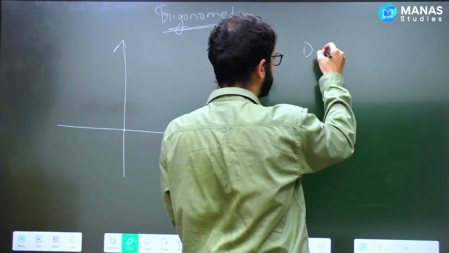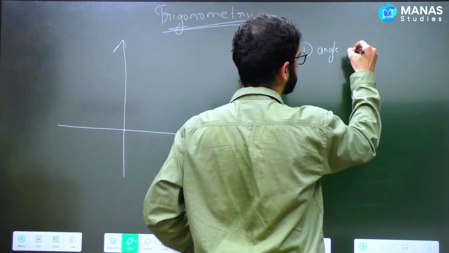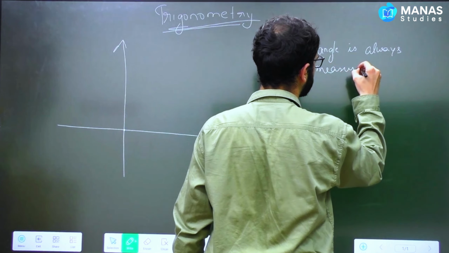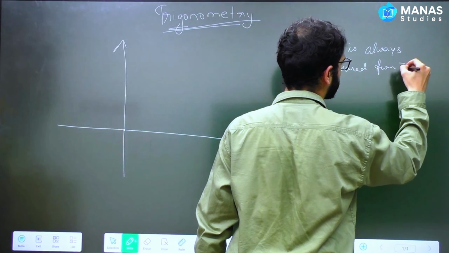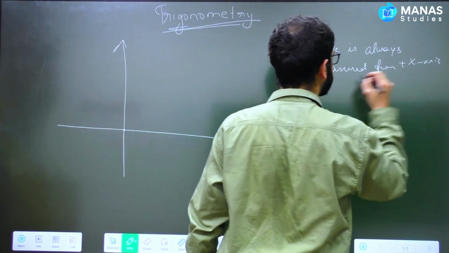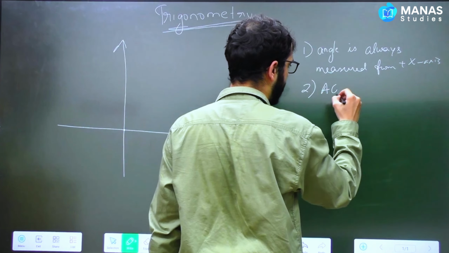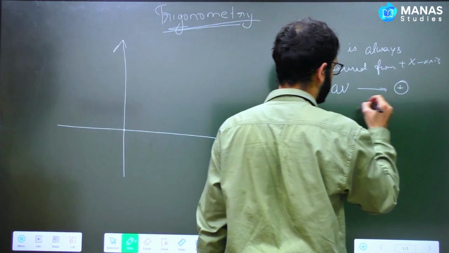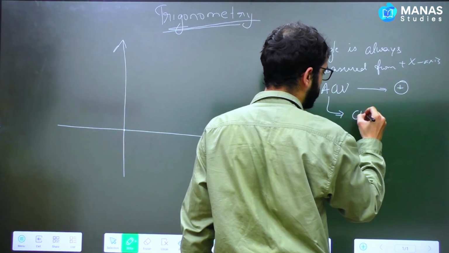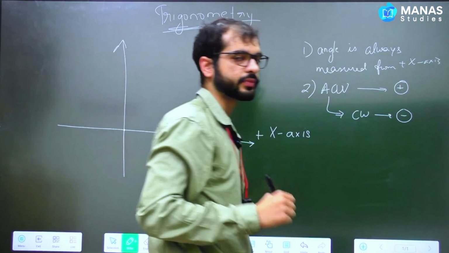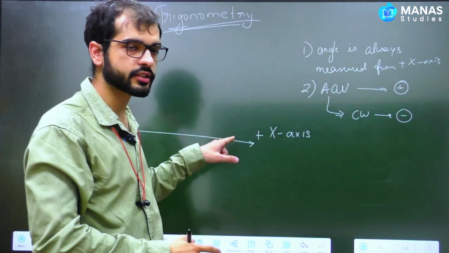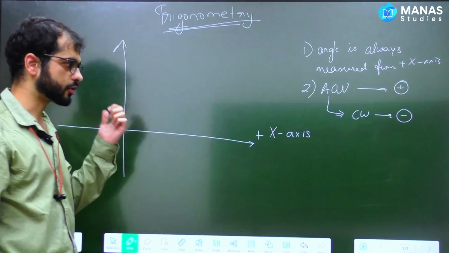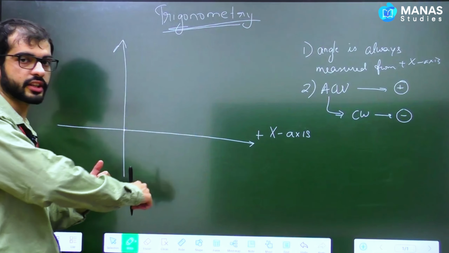The first one is that angle is always measured from positive x-axis. And the second point that we must remember is that anti-clockwise direction, ACW means anti-clockwise direction, is considered as positive. What does this imply? That clockwise direction will be considered negative. If I am measuring an angle in anti-clockwise direction from positive x-axis, then the angle is positive, and if I am measuring the angle from positive x-axis in clockwise direction, then it's going to be negative.